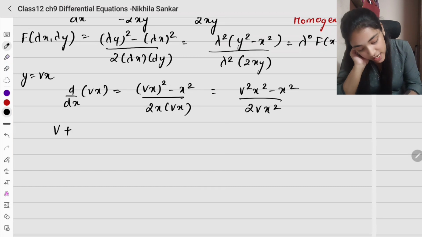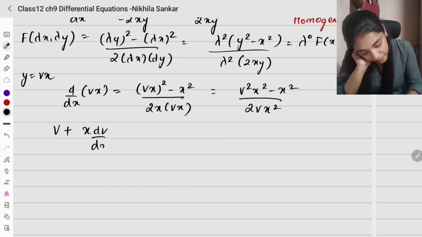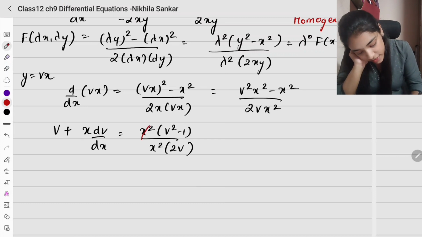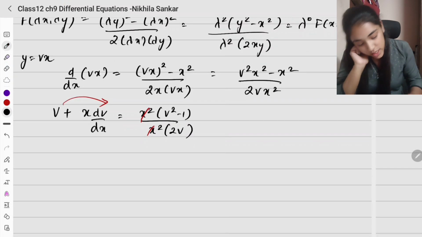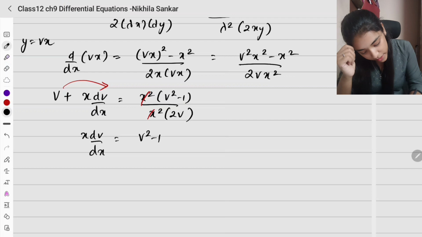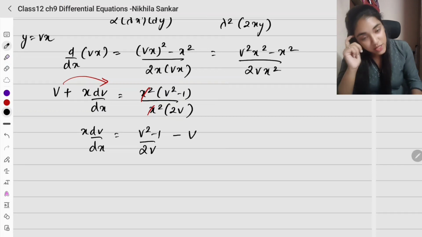Let's go step by step. Okay, what is on the left hand side? v times dx by dx plus x times dv by dx equals, taking x square common, v square minus 1 divided by x square times 2v. X square and the x square get cancelled. I'm going to take the v to the other side. So what will I have? X dv by dx equals (v square minus 1) divided by 2v, minus v.